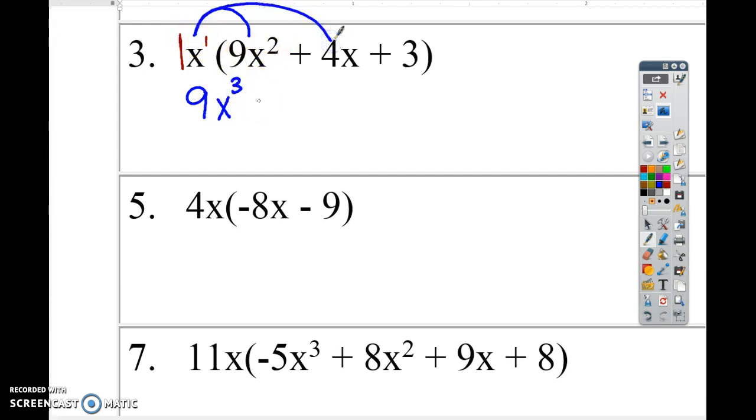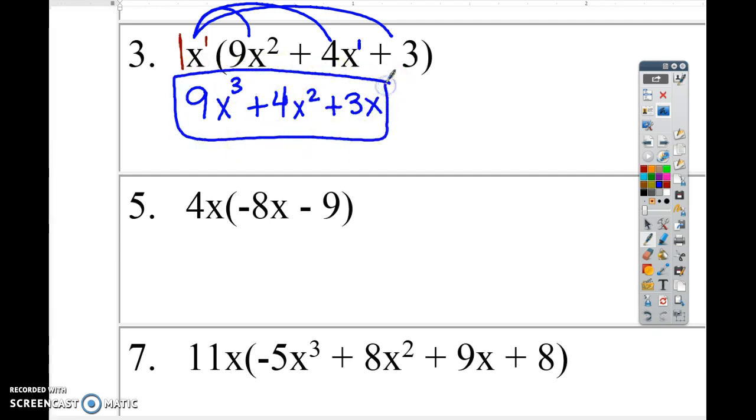1x times 4x. 1 times 4 is a positive 4. You're multiplying. 1 times 4, 4. Count the x's. 1 here, 1 here, so you have 2 x's. 1 times 3 is a positive 3. There's an x here, no x here, so we just put 1. And these are not the same. This one has x cubed, this one has x squared, this one just has x. So this is your final answer.